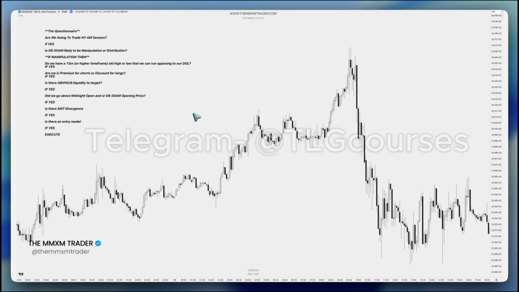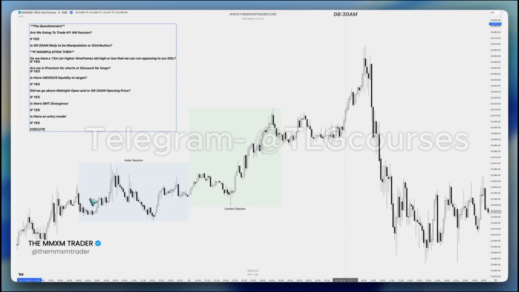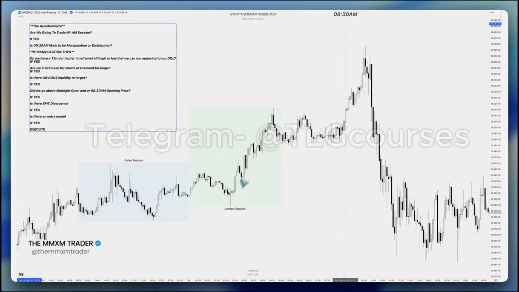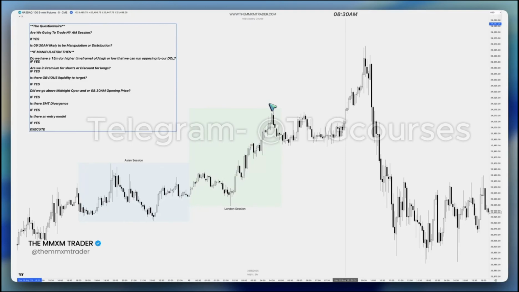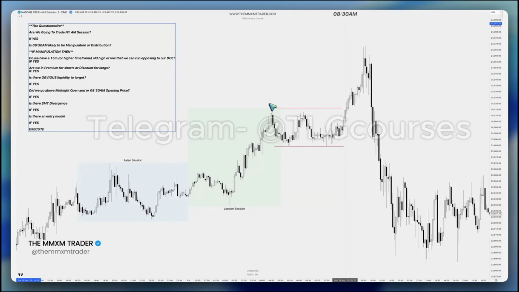Are we going to trade the New York AM session? First, we got to profile the market in Asia and London, right? So Asia, consolidation, London, slight expansion. Is it overly extended? No, right? So yes, we can trade the 9:30 a.m. equity open. Is 9:30 a.m. likely to be manipulation or distribution?